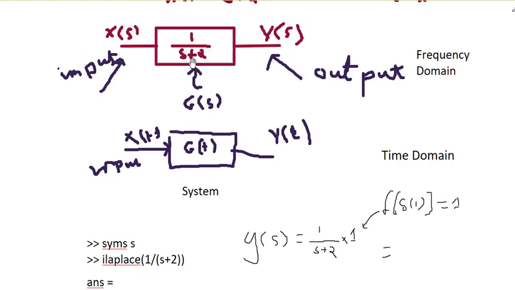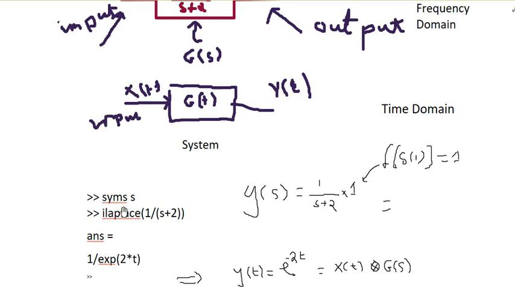The system transfer function is 1 over s plus 2. Okay, the transfer function is Y(s) over X(s).